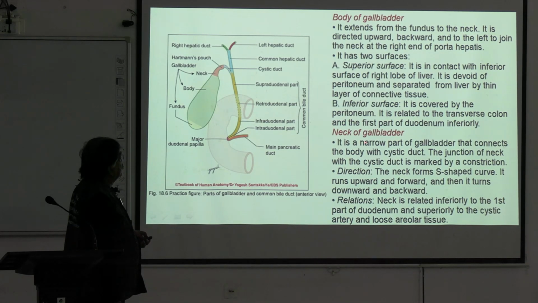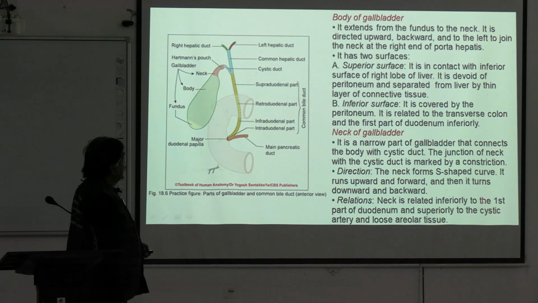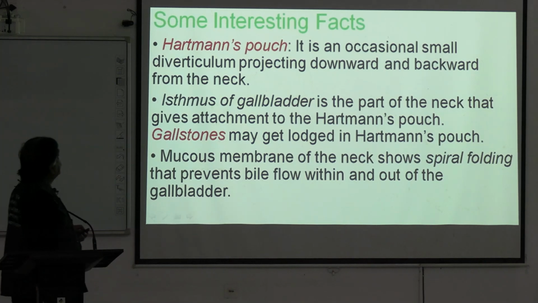The neck of the gallbladder is the narrow part that connects the body with the cystic duct. The junction of the neck with the cystic duct is marked by constriction. Direction: the neck forms an S-shaped curve, runs upwards and forwards, and then turns down and backwards. Relation: the neck is related inferiorly to the first part of the duodenum and superiorly to the cystic artery and loose areolar tissue. Okay, next.